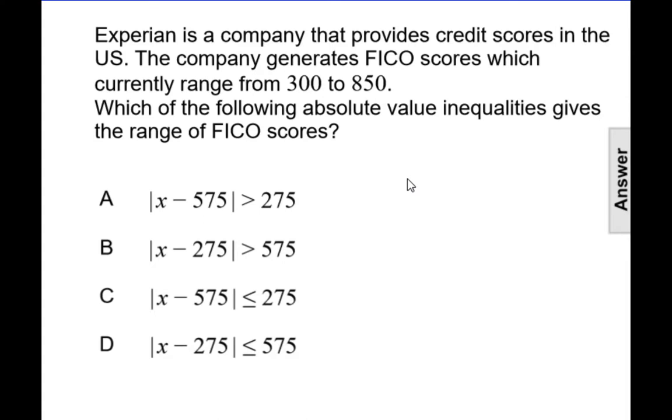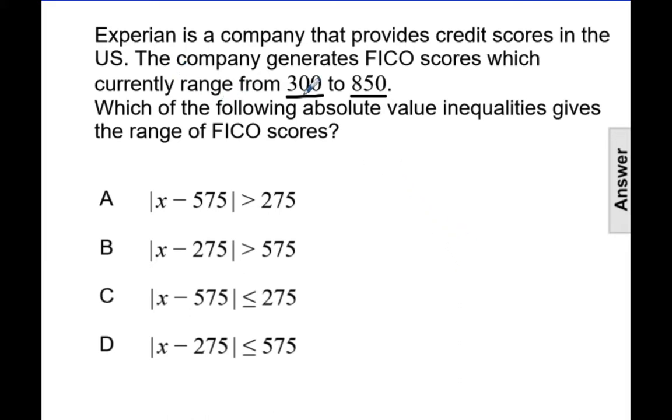Experian is a company that provides credit scores in the U.S. The company generates FICO scores, which currently range from 300 to 850. Which of the following absolute value inequalities gives the range of FICO scores?